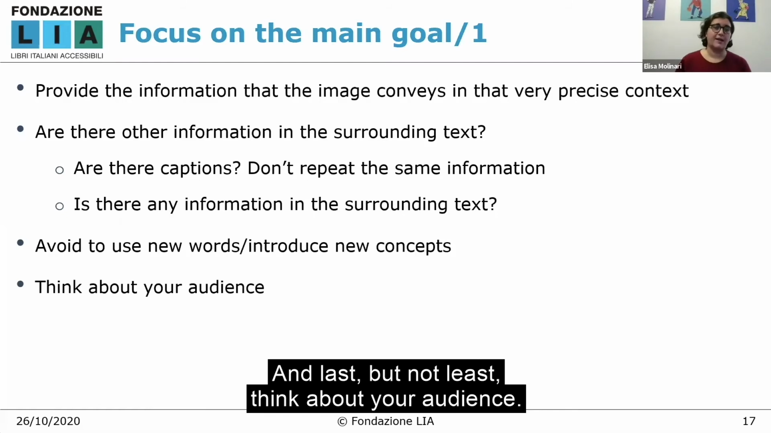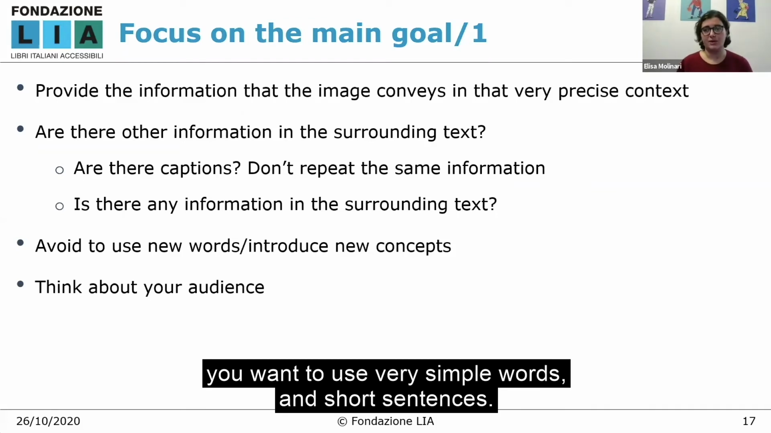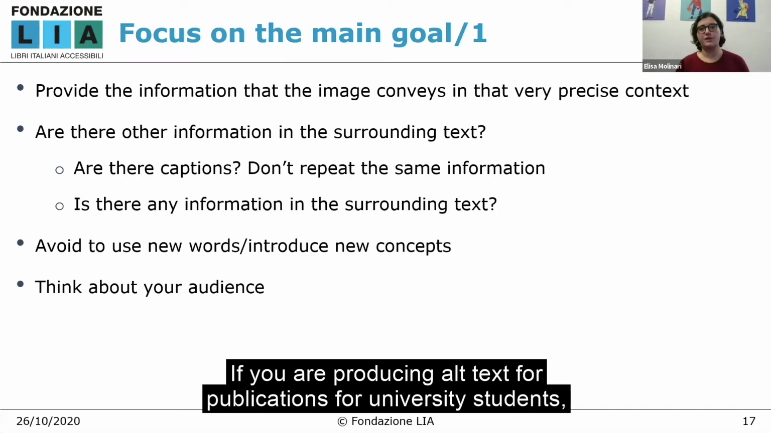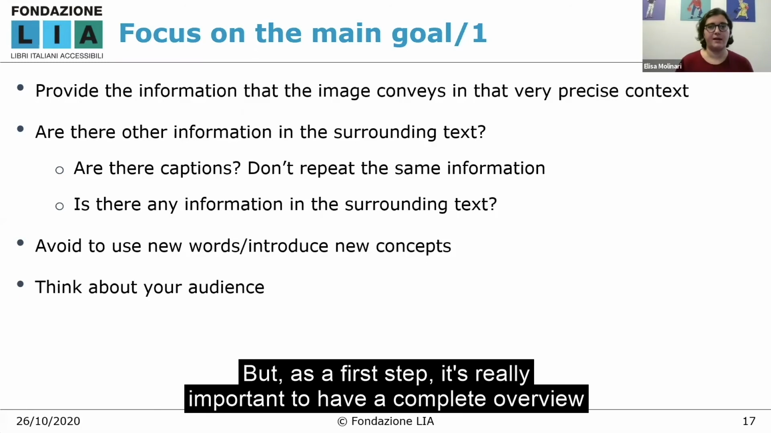And last but not least, think about your audience. If you are working on a textbook for primary children, you want to use very simple words, short sentences. If you are producing alt text for publications for university students, you may want to use a different kind of words and language. But as a first step, it's really important to have a complete overview of the image and the surroundings.